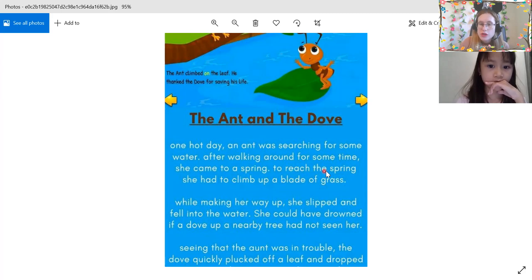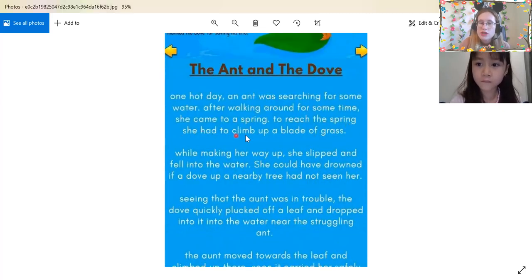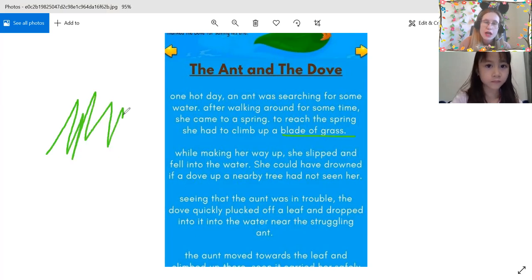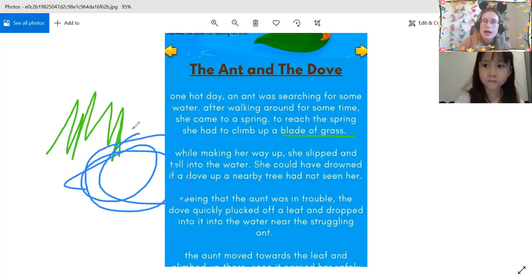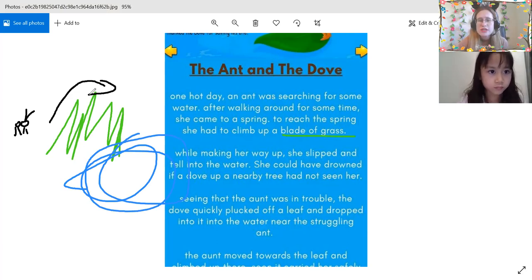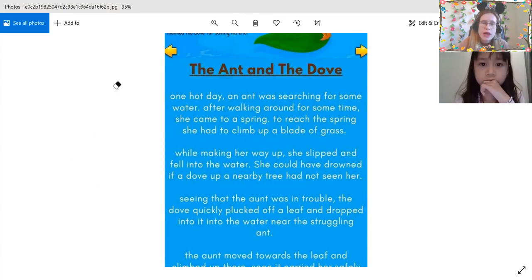To reach the spring, she had to climb a blade of grass. So for the ant to get to the water, which is here, she had to climb. The ant had to go over the grass, do a lot of climbing just to get to some water. So the ant really needed to get to the water.